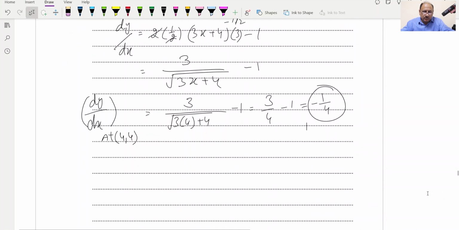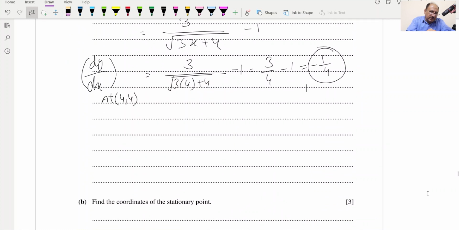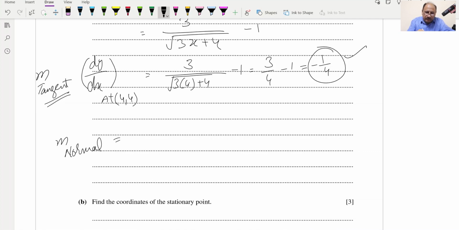Now this is the gradient of the tangent. m of the tangent is this one. Now we can write the m value for the normal. The m value for the normal will be the reciprocal of this with the sign changed. So that will be 4.